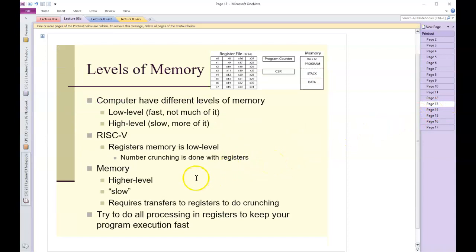So we're talking about levels of memory here, and I didn't make it. I got a couple more slides here. I don't want to make this too long, so I'm going to go ahead and break it here and start the next lecture right at this point. Start the next video. Okay.